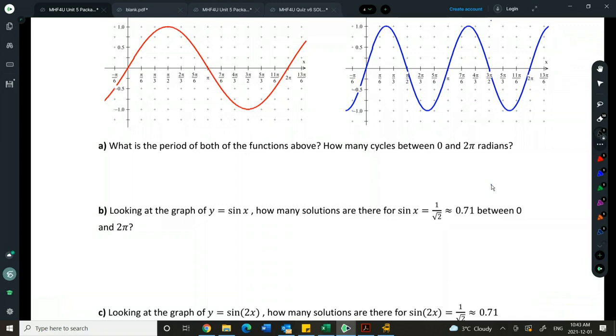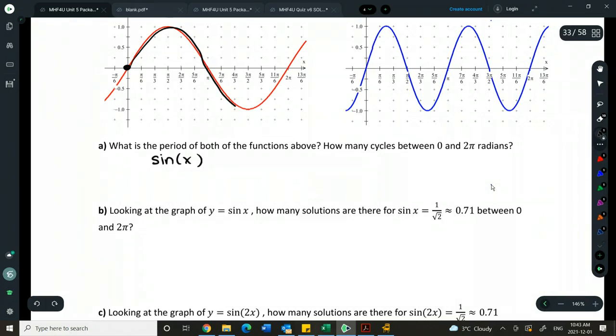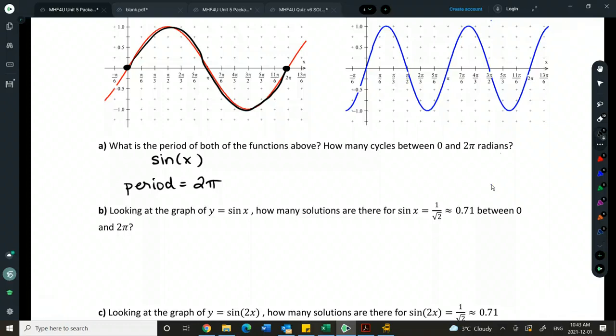So what is the period of both functions above? Well, for the period of sine x, I can see it starts at 0, and a full mountain and a full valley, one cycle, goes from 0 to 2 pi. So the period of this one is 2 pi. And how many cycles are there in between 0 and 2 pi? There is one cycle from 0 to 2 pi.